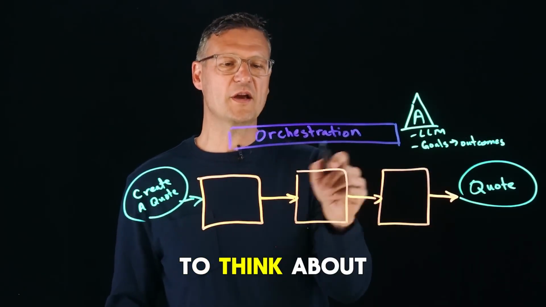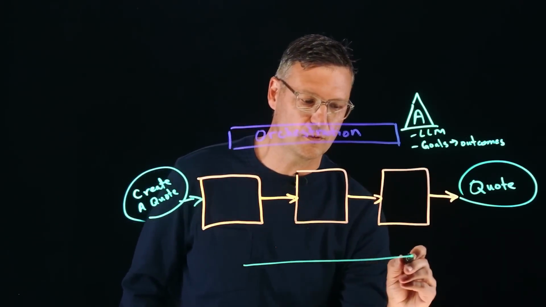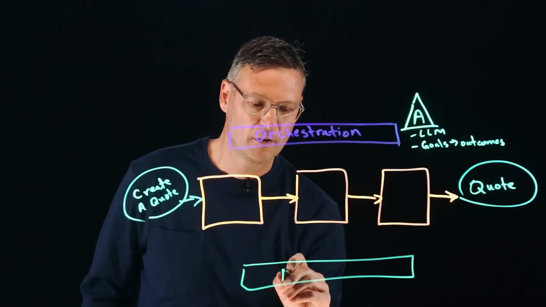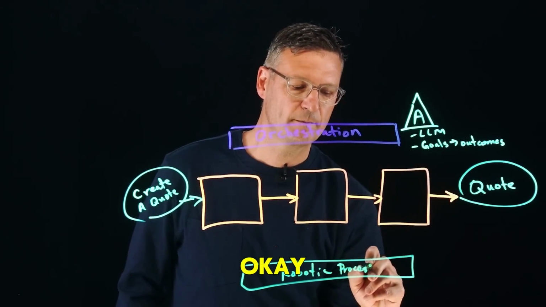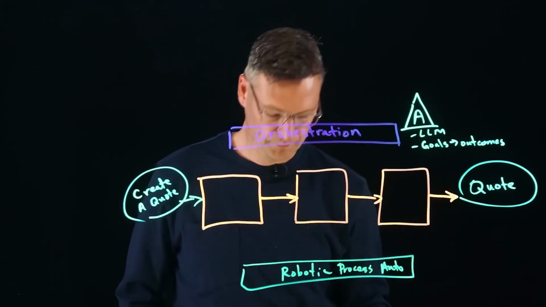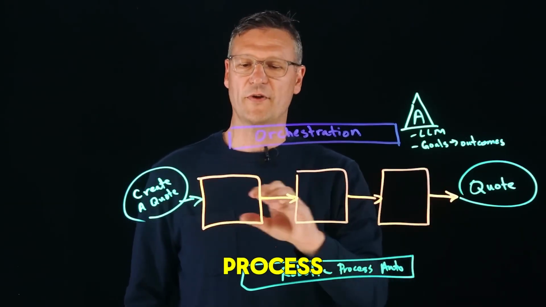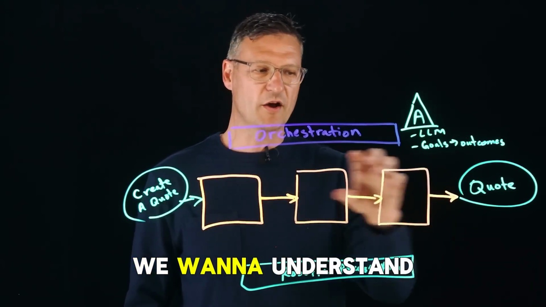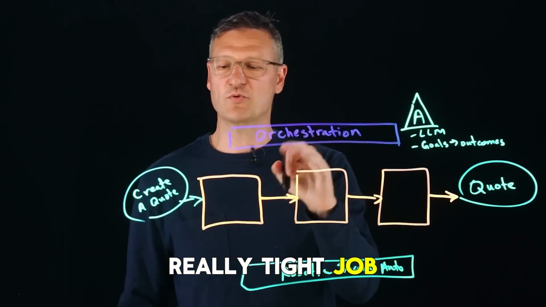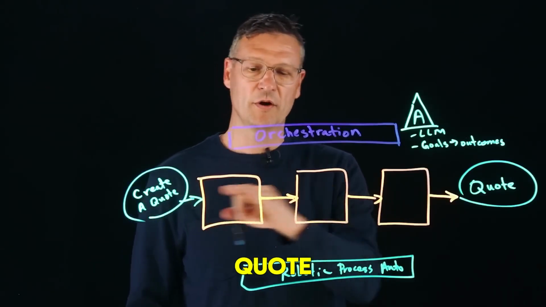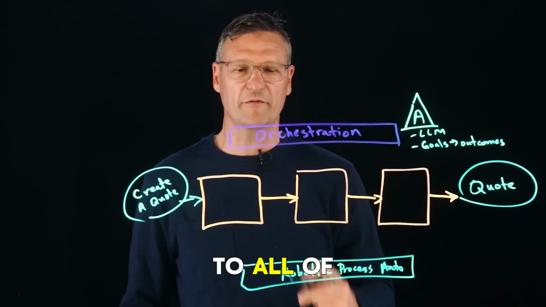So the way to think about orchestration versus robotic process automation. Okay. So, ultimately they're similar in that we want to understand our process. So in this case, it's kind of left to right. We want to understand our process and we want to boil this down into a really, really tight job story so that we understand if we want to create a quote, what has to happen so that we get a quote on the other side that's conforming to all of our desires.